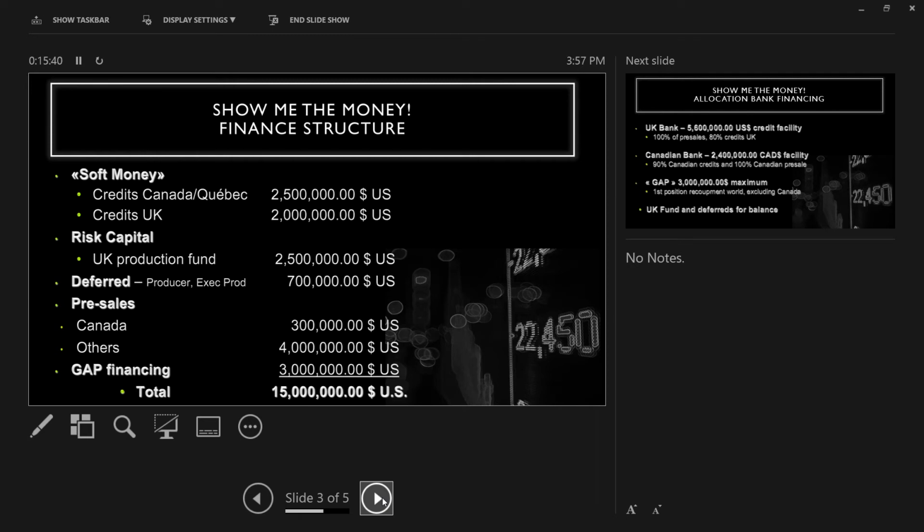Now let's talk about what's unsold. The gap, right? Gap refers to unsold territories. And if you look at the percentage, you have 3 million over 15 million. That's 20%. It's not bad. So that's your gap, and you're going to have a gap financier in place, right? Your gap financier is coming in, and they're saying, okay, you haven't sold territories X, Y, Z, A, B, C, but we're going to lend against those unsold territories. It's going to be at a higher interest rate, but we're willing to take that risk.